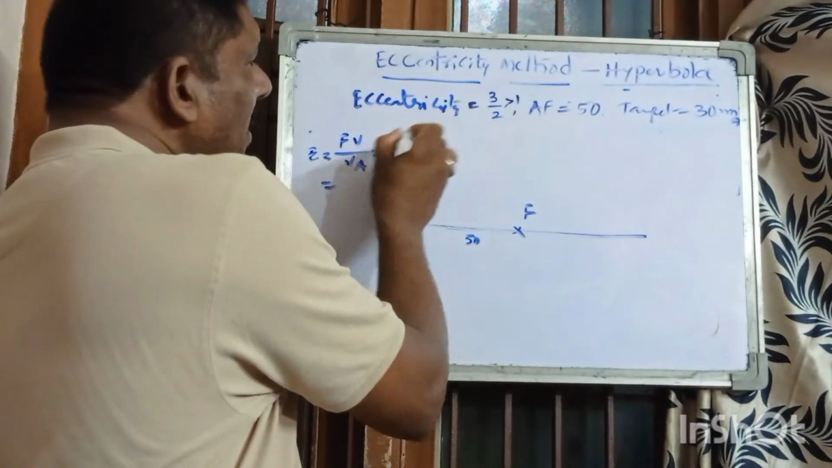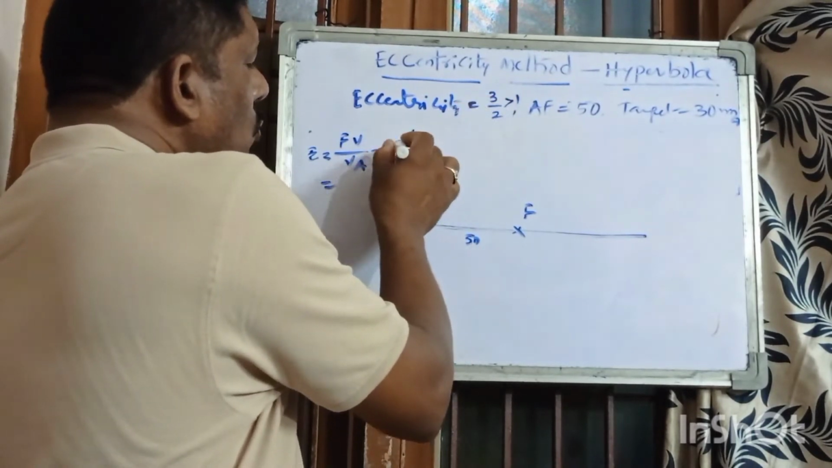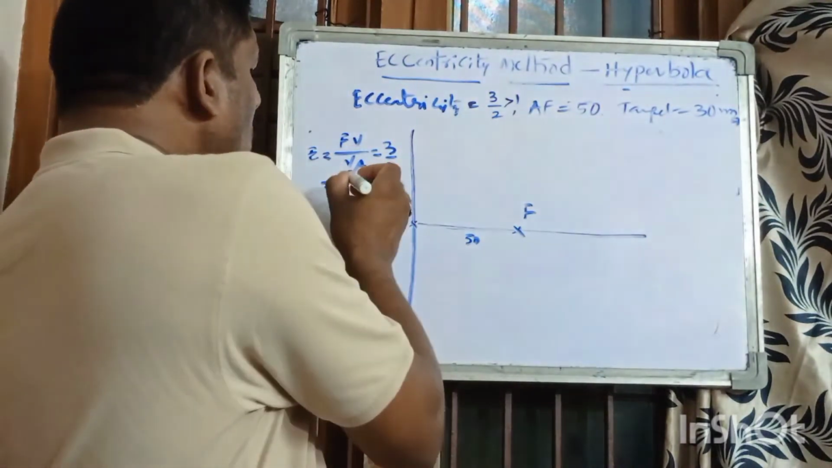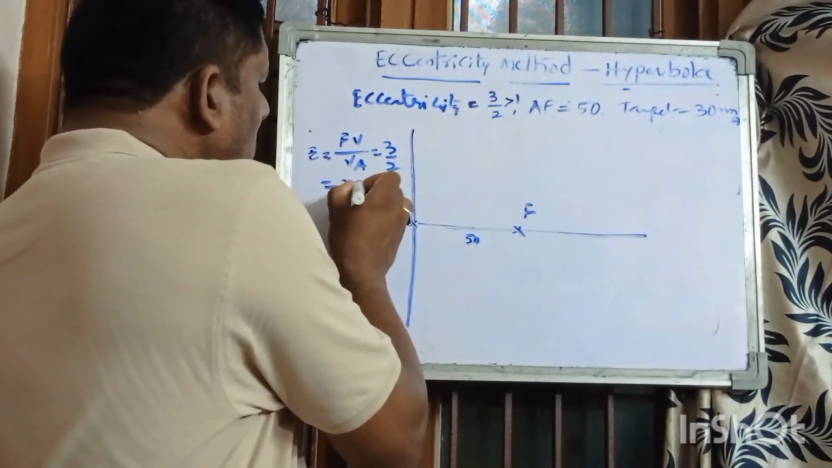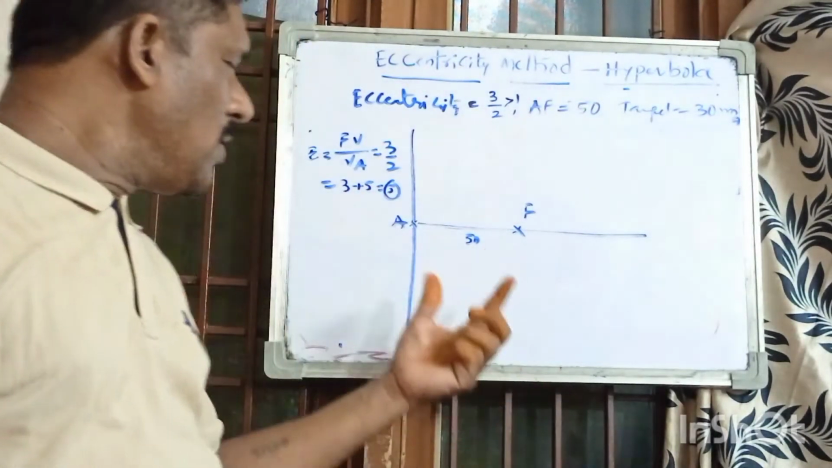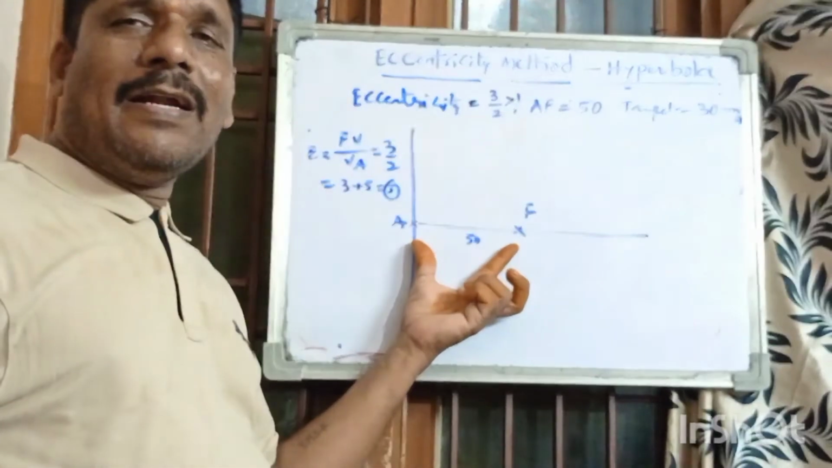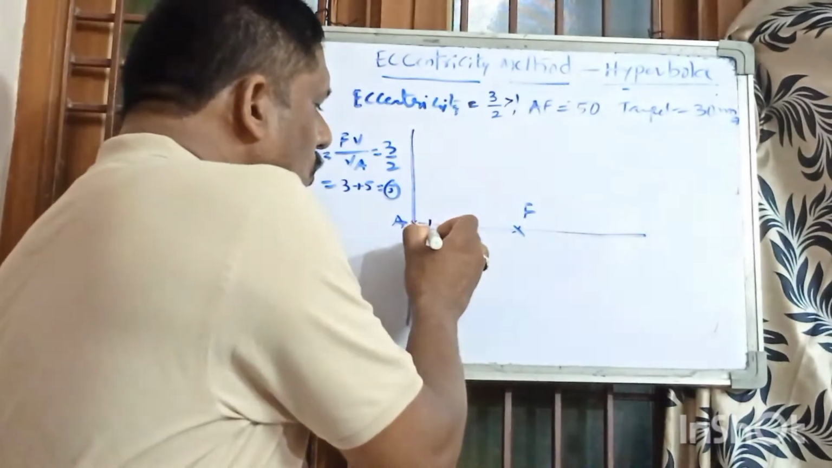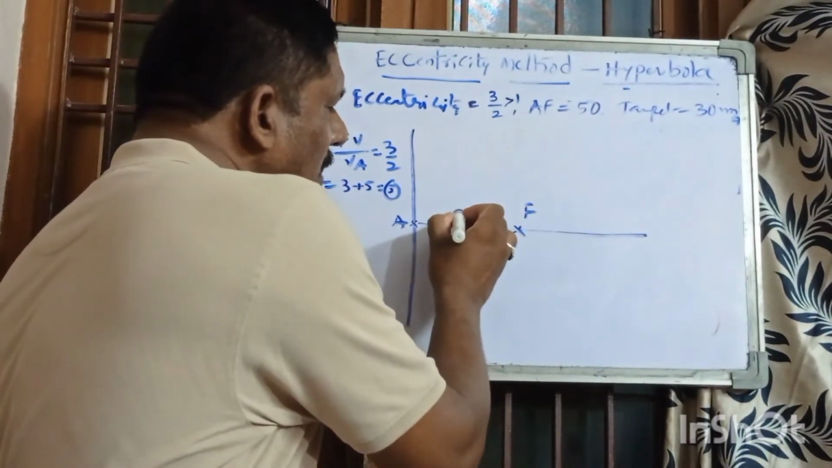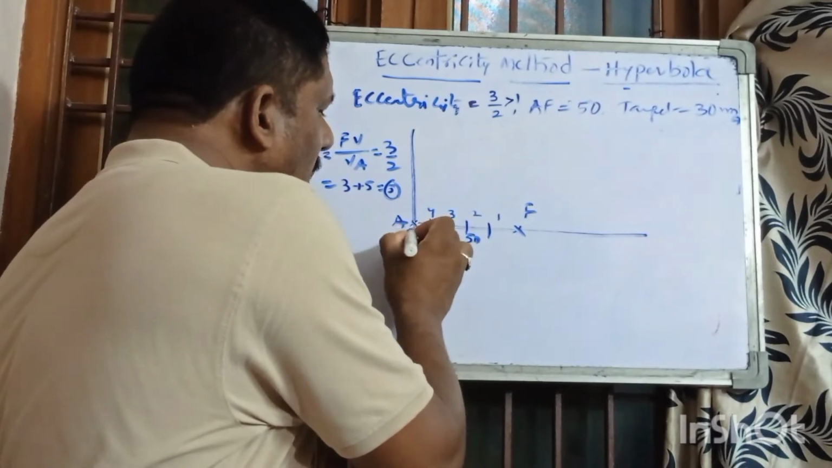So how much is it given? It is 3/2. The numerator is 3 and the denominator is 2, so 3 plus 2 is equal to 5. We have to go for 5 equal parts. Whatever the length given, AF is divided into 5 equal parts. So 1, 2, 3, 4, 5. Now give the numbers in reverse order, 1, 2, 3, 4 and 5.